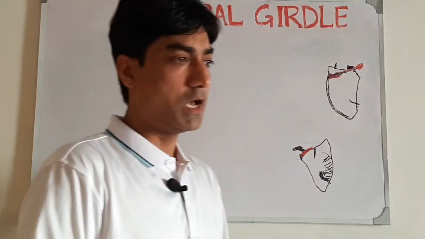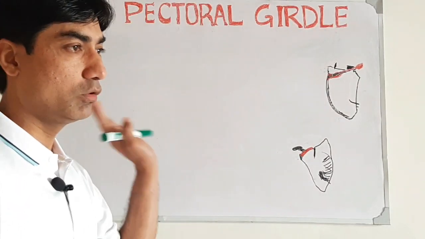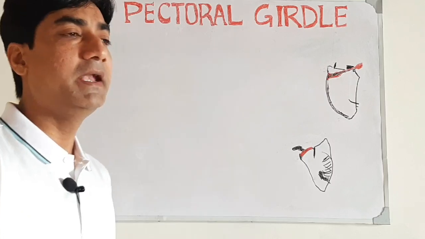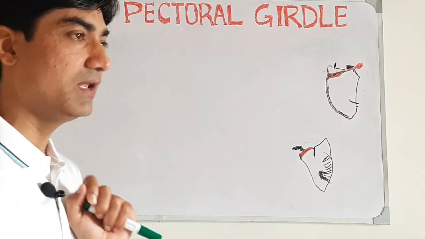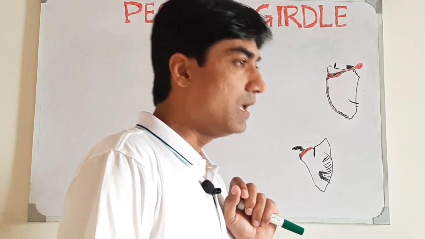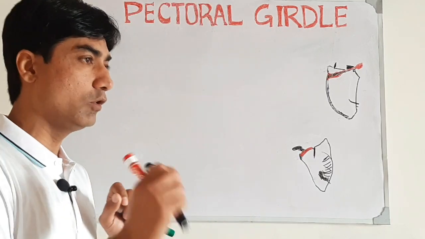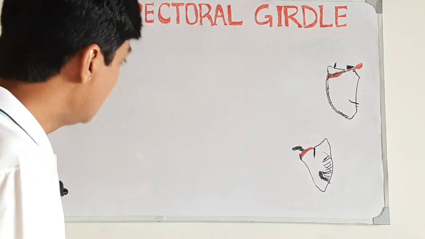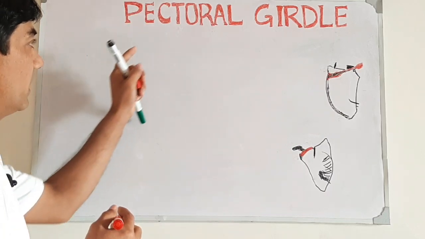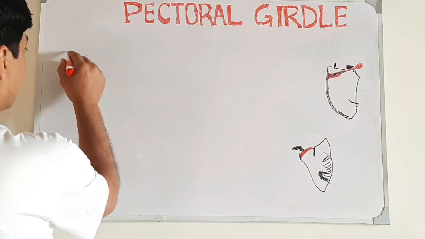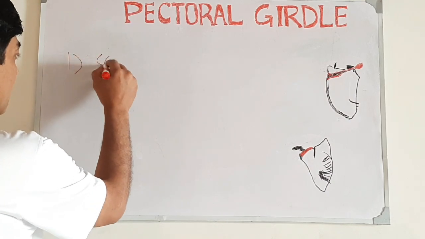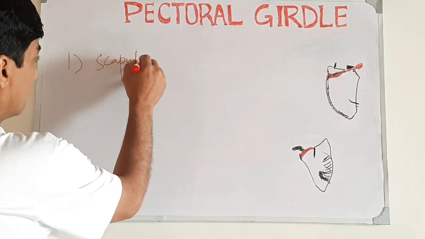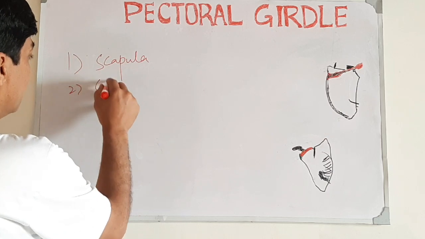Today we are going to talk about the pectoral girdle, or shoulder girdle. It consists of two bones, the clavicle and the scapula. Basically, it supports the arm. First of all, we are going to talk about the scapula. As we have mentioned earlier, the pectoral girdle consists of two bones. First is the scapula, and second is the clavicle.